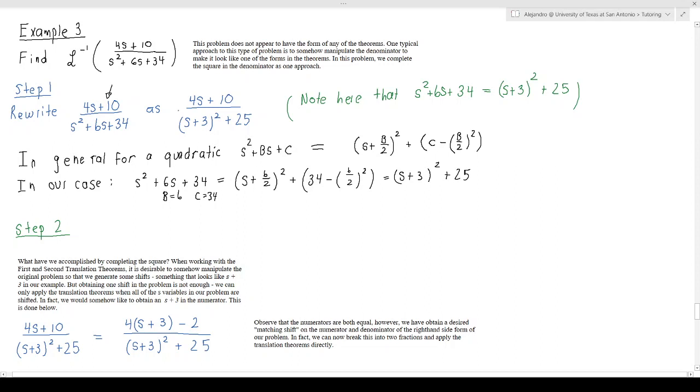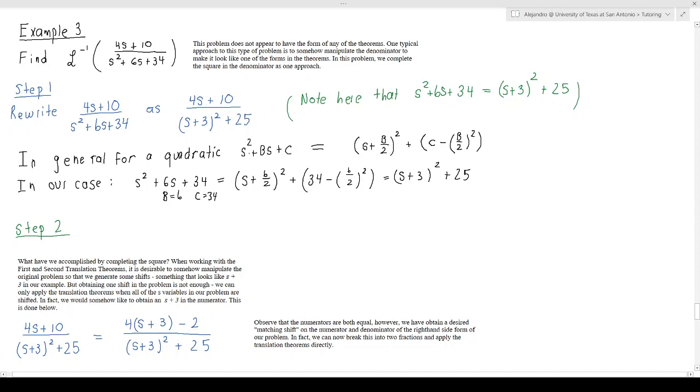All right. So the way we do that is by something called completing the square. The way completing the square works is we're going to take this second order polynomial and try to write it in this way, where we have s plus 3 squared plus 25. And if we notice, s plus 3 squared plus 25 is s squared plus 6s plus 34. Now, how do we do that?